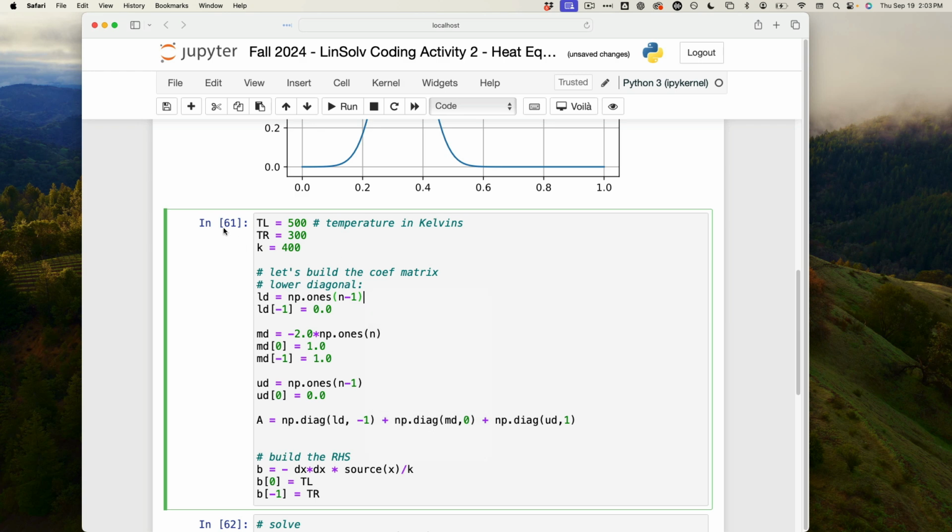What happens to the temperature distribution? What is the sensitivity of the distribution? What happens when K is very large? Because you look at those extreme bounds. So that's what we're going to do next. We're going to vary K.